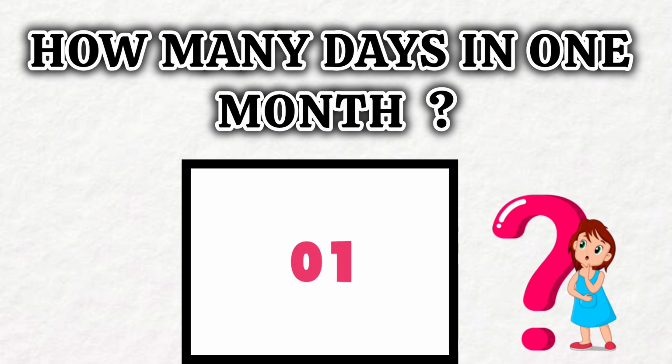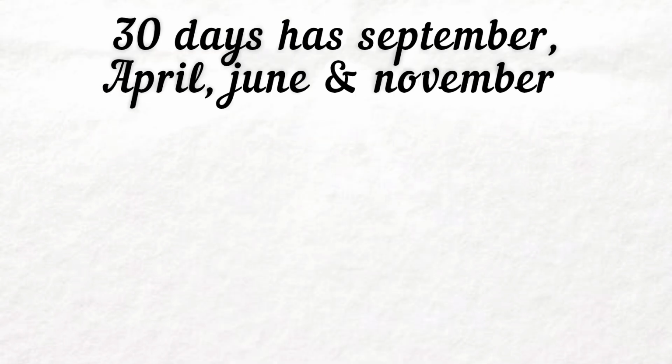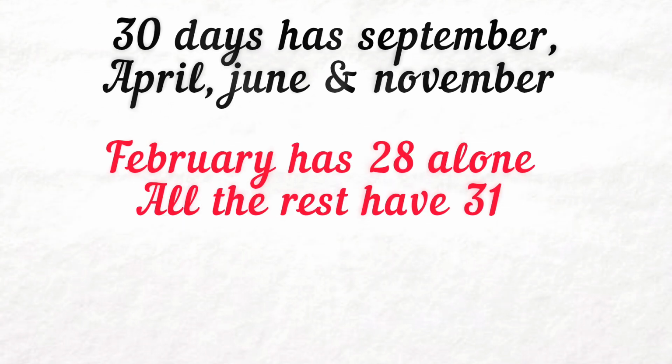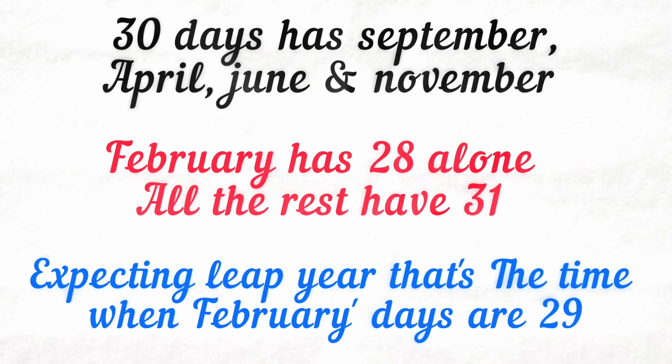3, 2, 1. 30 days has September, April, June and November. February has 28 alone. All the rest have 31. Except in a leap year, that is the time when February has 29 days.